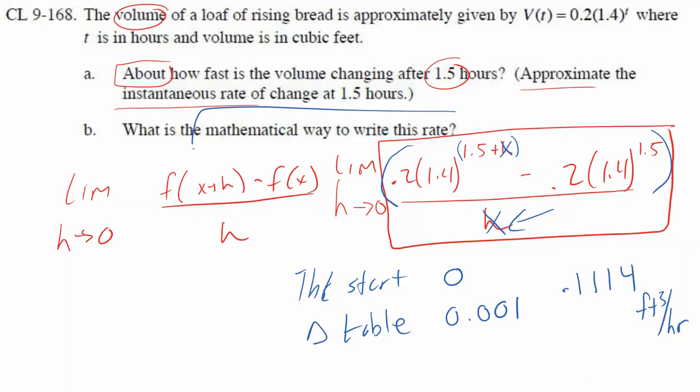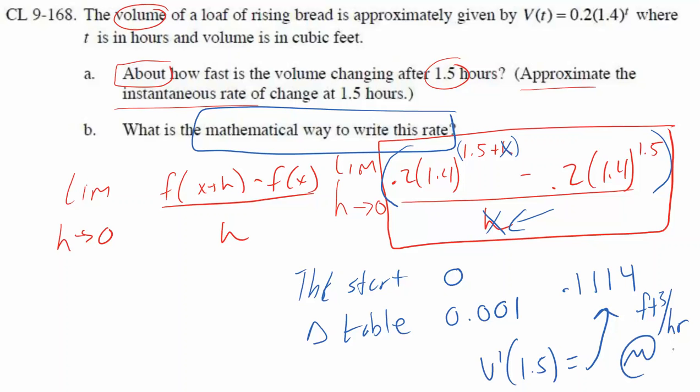And then what is the mathematical way to write this? We've written that a whole bunch. The approximation of f prime of 1.5 is that. The derivative at 1.5 is approximately that, which is about as close as we come. Good. We're ready.